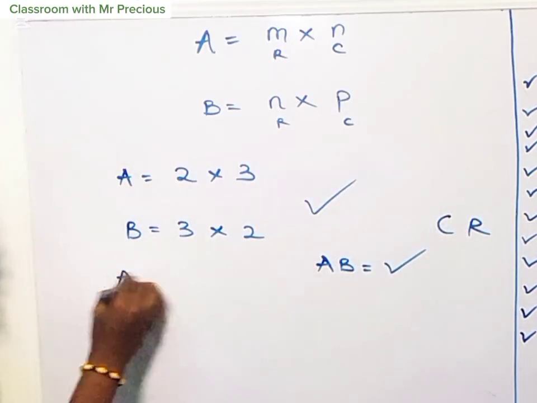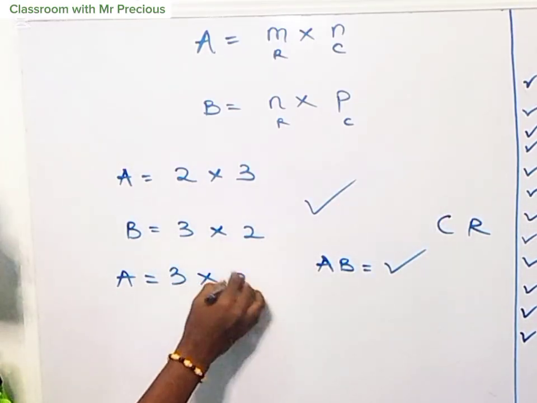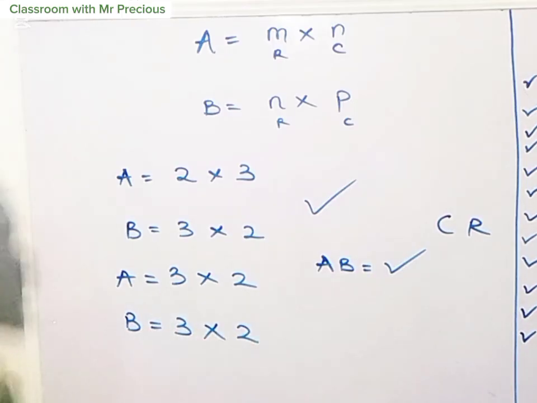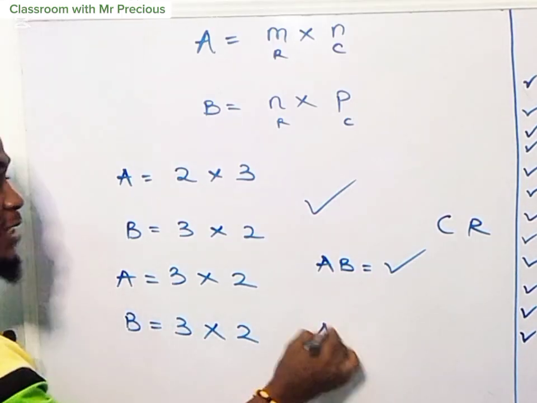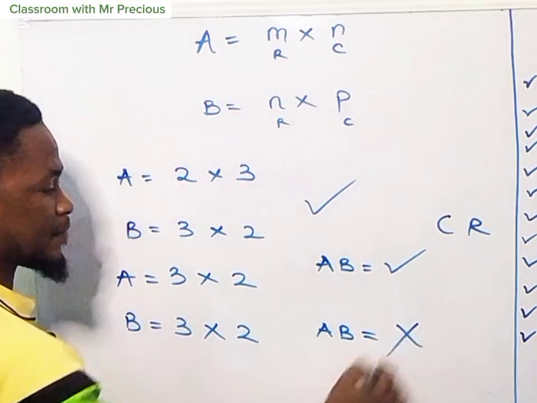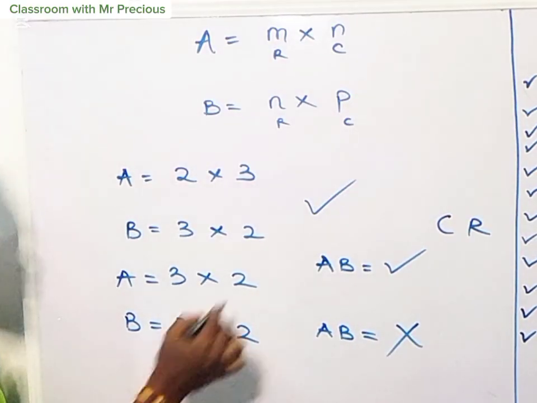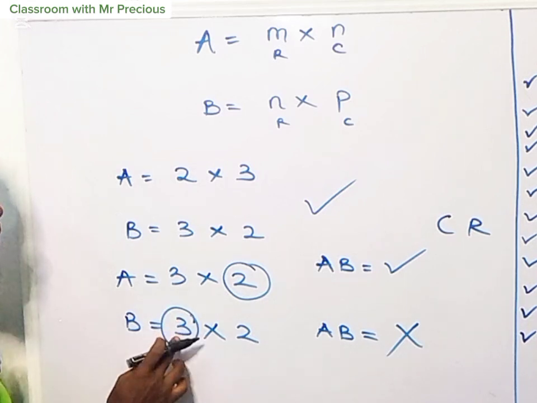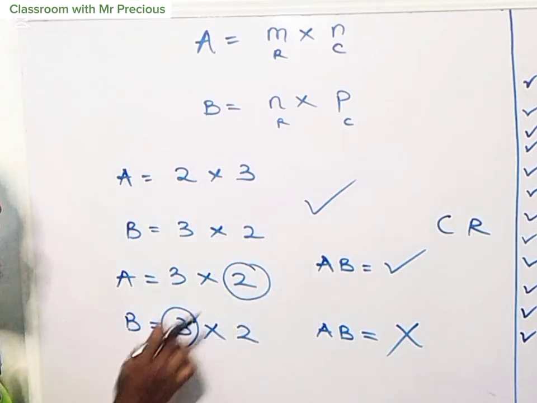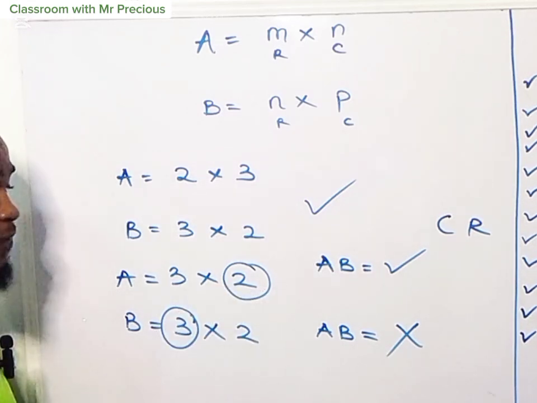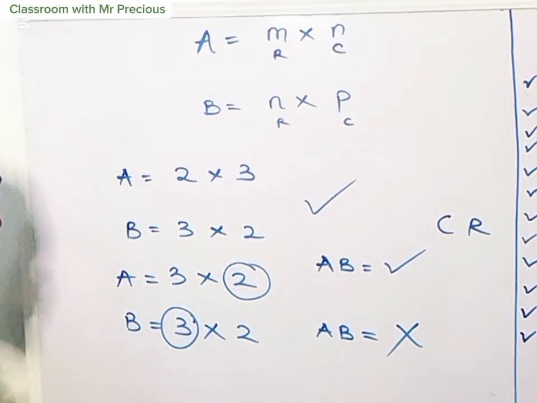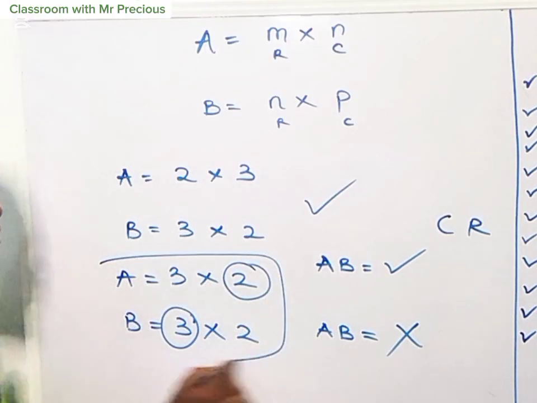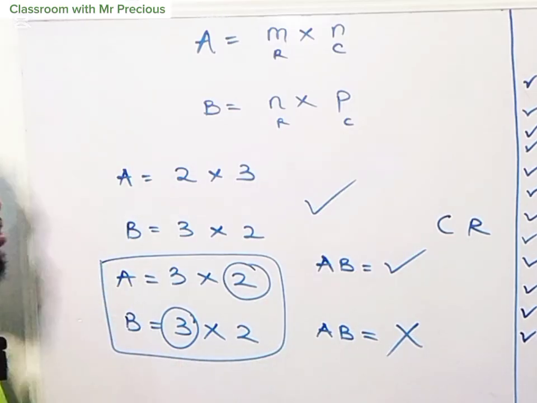What if you have A as a 3 by 2 matrix and B is a 3 by 2 matrix? Can A and B multiply? No, they cannot multiply, because the column of A and the row of B are not the same. They have to be the same. So when you multiply this A and B, you will not have a defined answer.